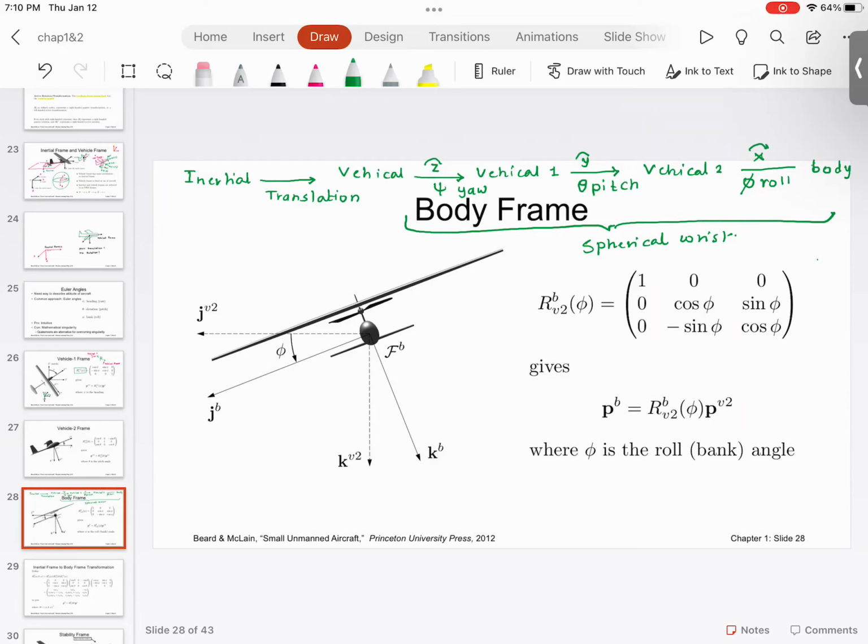Question: what is the order of the rotation? The order of the rotation is: first rotation is yaw, second rotation is pitch, third rotation is roll. First rotation is about the Z axis, north east down. So, north east down, first rotation is about the Z axis. Second rotation is about the Y axis. And third rotation is about the X axis.